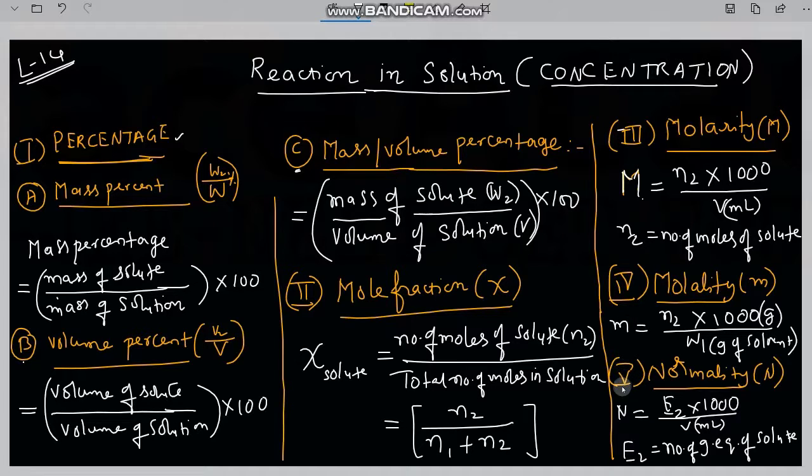That is the fourth one. Fifth one, normality. Capital N is the symbol for it. This is nothing but number of gram equivalents of solute present per 1 liter of solution. Here E2 is the number of gram equivalents of solute. E2 into 1000 by V, where V is the volume of solution. This is the formula I will use for the concentration calculation parts of reactions in solutions.